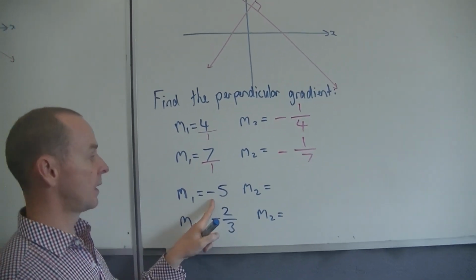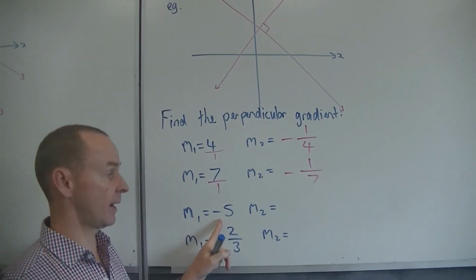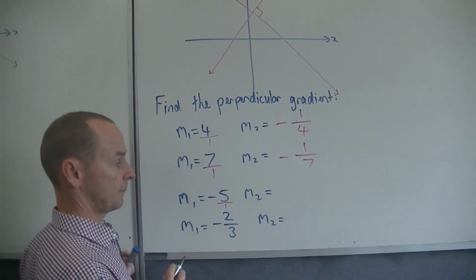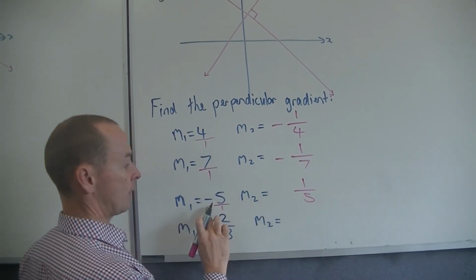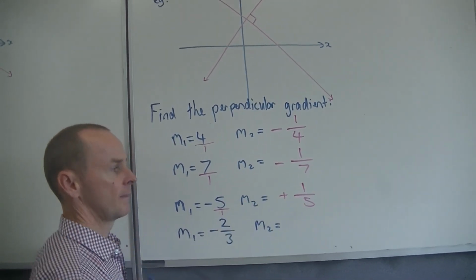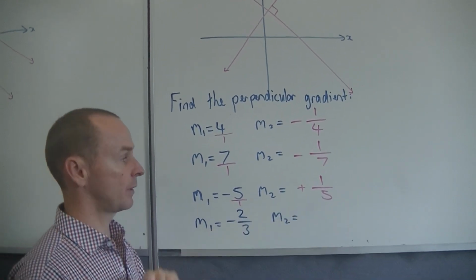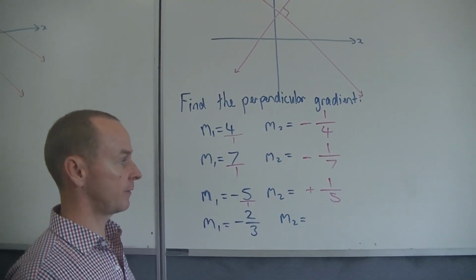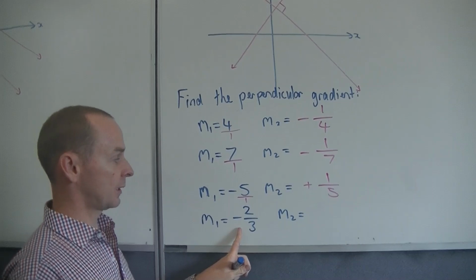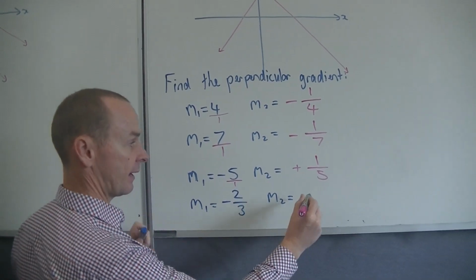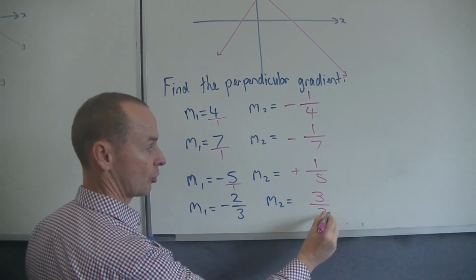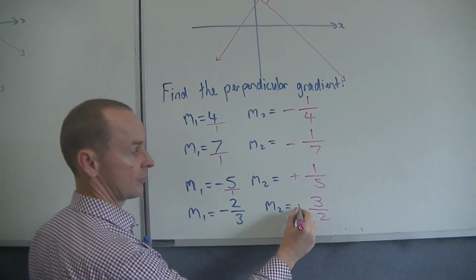Let's try another one. First gradient's negative 5. That's the same as negative 5 over 1. So you flip it, so it's 1 over 5, and that was a negative, so you make this one a positive. You don't need to put the plus sign there, but I've done it just to emphasise it's a positive. And the last one, negative 2/3 is our first gradient. So we flip it upside down, so our gradient is 3 over 2, and it was a negative, so you make it a positive.